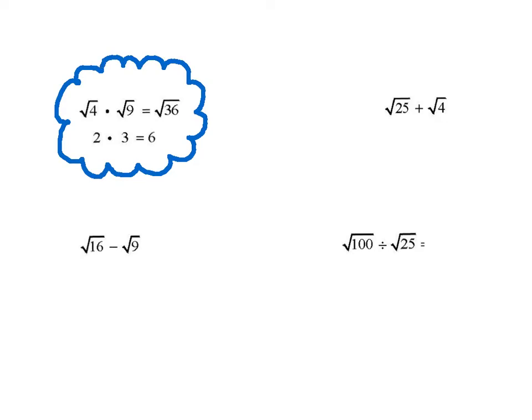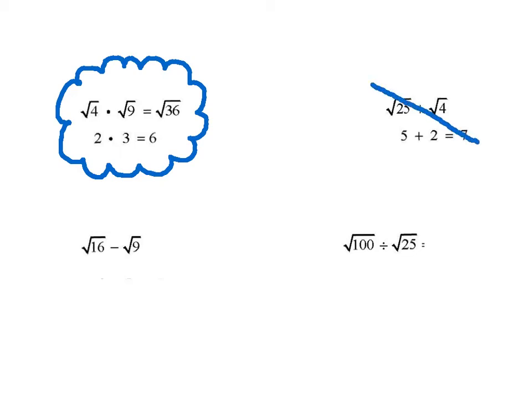Now let's try addition. If I add the square root of 25 and the square root of 4, it looks as though I should get the square root of 29. Let's see whether that's what happens. The square root of 25 is 5, and the square root of 4 is 2. 5 plus 2 equals 7, which is not the square root of 29. So addition does not work with radicals.